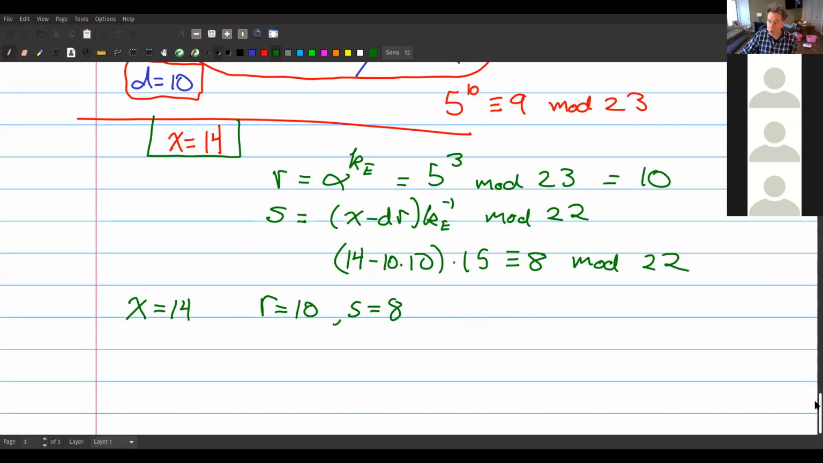So now it's time to transmit this. So we would transmit X and then our R and S. So in this example, it would be 14 and then 10 and then 8.